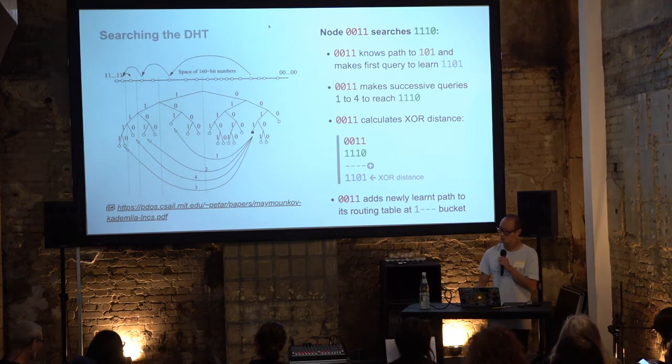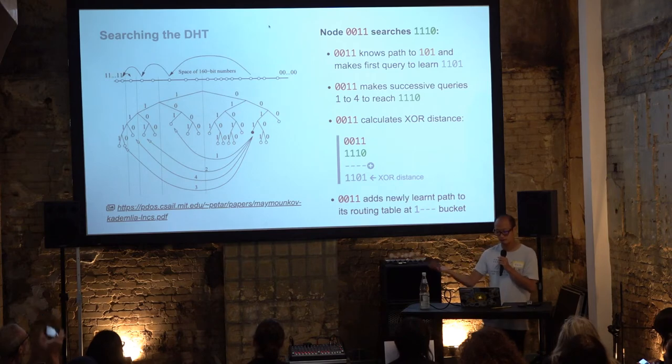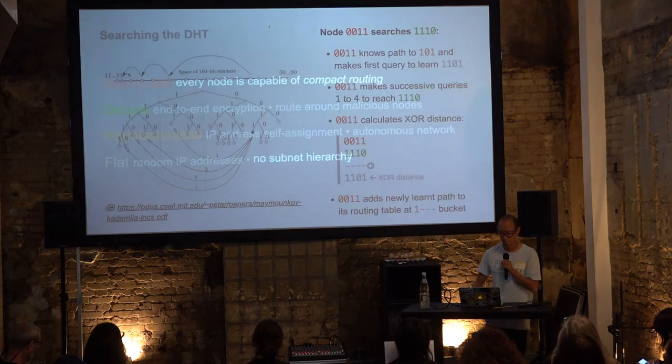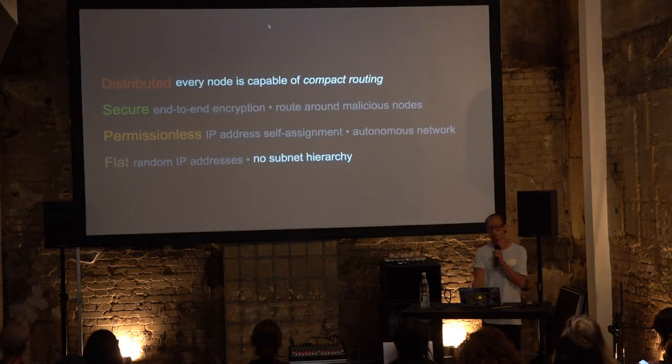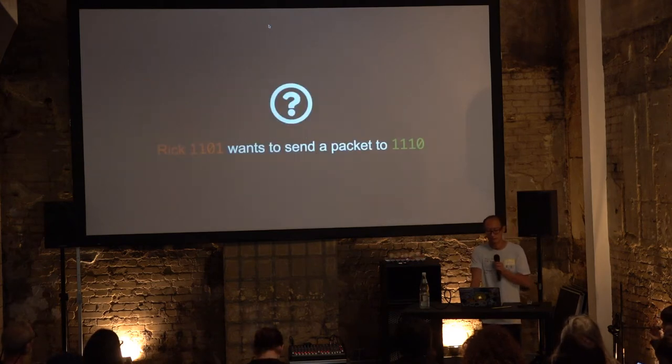once 0011 finds the path, it would send packets to them, and then it will also store that path in its routing table, so then later on when someone else asks, it can offer that advice. So this sets up something to allow nodes to do compact routing without some kind of subnet hierarchy, as in the internet.